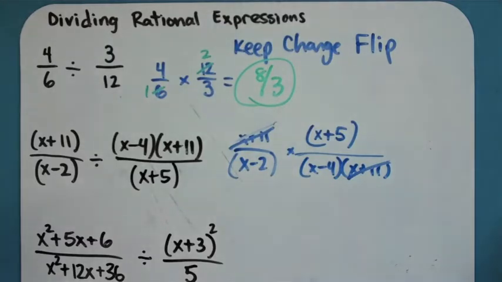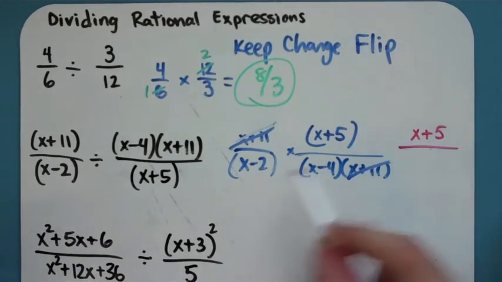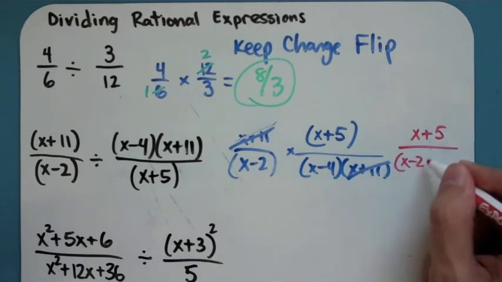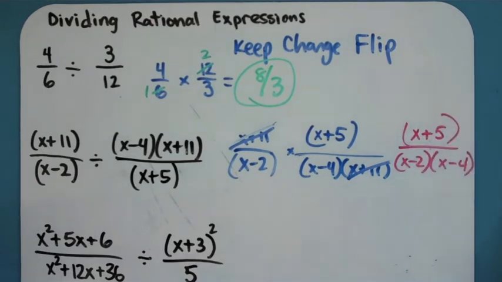So I'm just going to write my final answer here. It'd be x plus 5 over, I have an x minus 2 and an x minus 4. And I'm just going to leave it in that form. You could multiply them out, but you don't have to, unless the problem says specifically they want it in standard form or something like that.